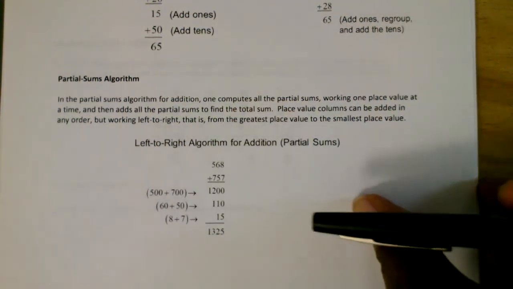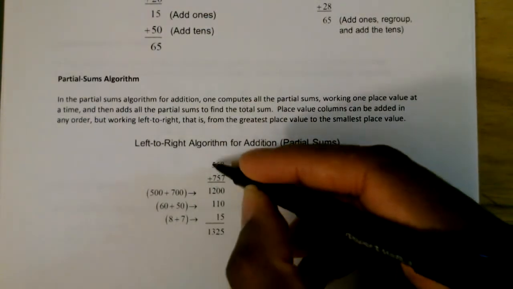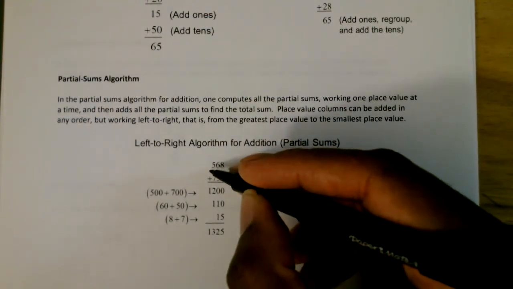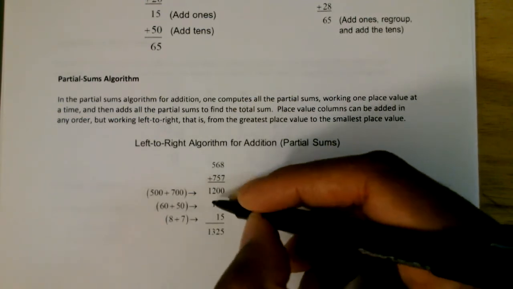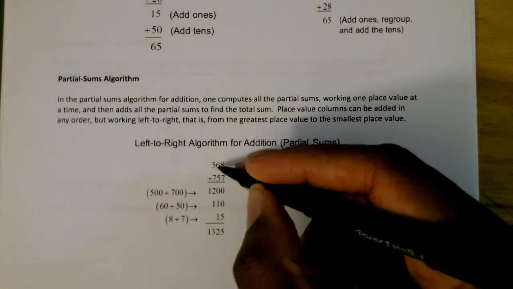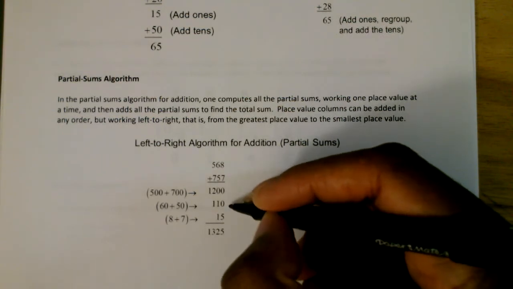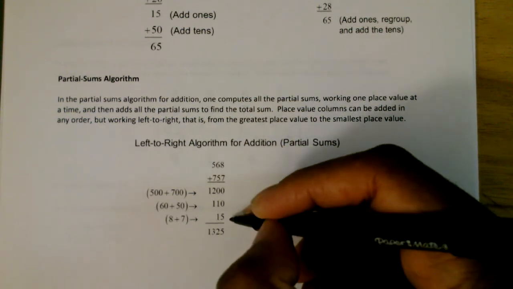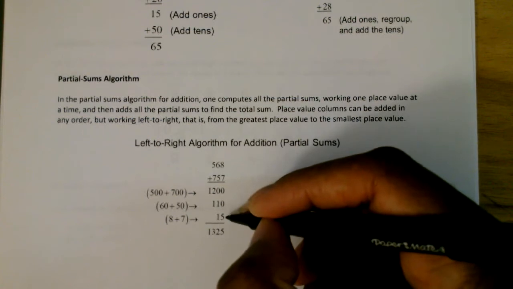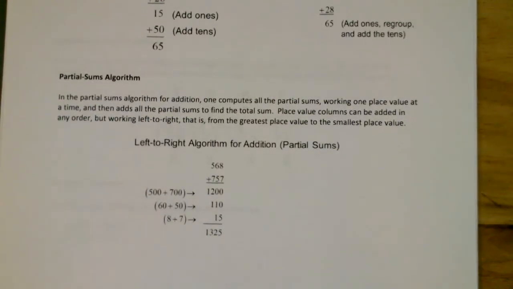So in this case, if we have 568 plus 757, we start with the greatest place value from left to right. The 5 and the 7 are in the hundreds place. 500 and 700 will give you 1200. And then the 6 and the 5 are in the tens place. That's 60 plus 50, that's 110. And then the 7 and the 8 are in the ones place. 7 plus 8 would be 15. These are your partial sums. If you add those partial sums together, you'll end up with 1,325 as the final answer.